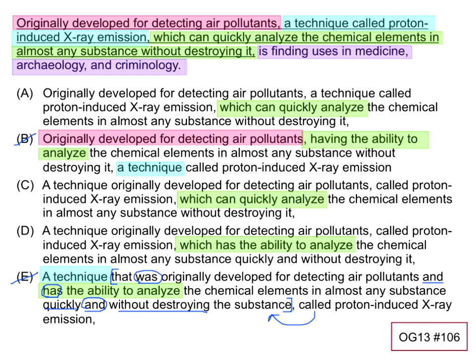Where do you want to go to next? Now, I want to go back to the which, actually. So we talked about the which before, and is it referring to technique? And a couple people told me, well, it should be referring to technique, but it's not. It's referring to emission. Look at A and C and D.